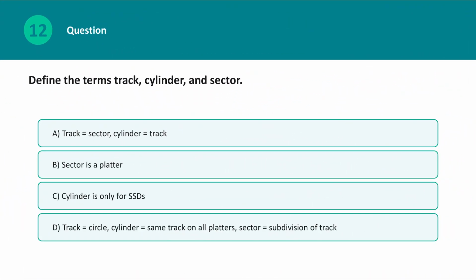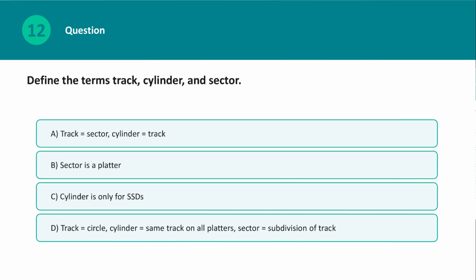Define the term track, cylinder, and sector. A. Track for sector, cylinder for track. B. Sector is a platter. C. Cylinder is only for SSDs. D. Track for circle, cylinder for same track on all platters, sector for subdivision of track. The correct answer is track for circle, cylinder for same track on all platters, sector for subdivision of track.